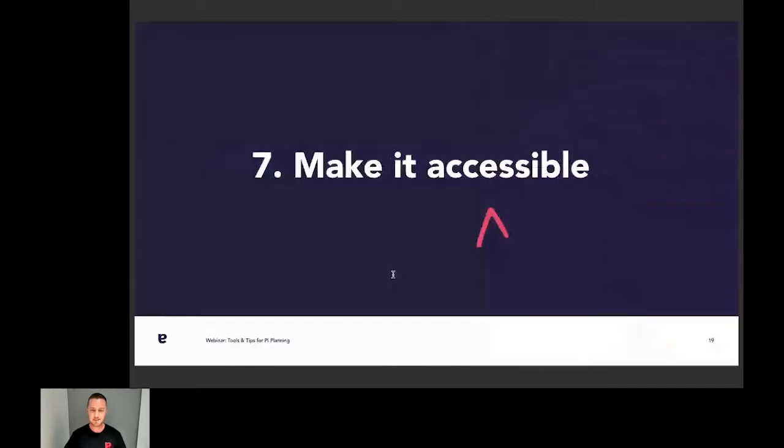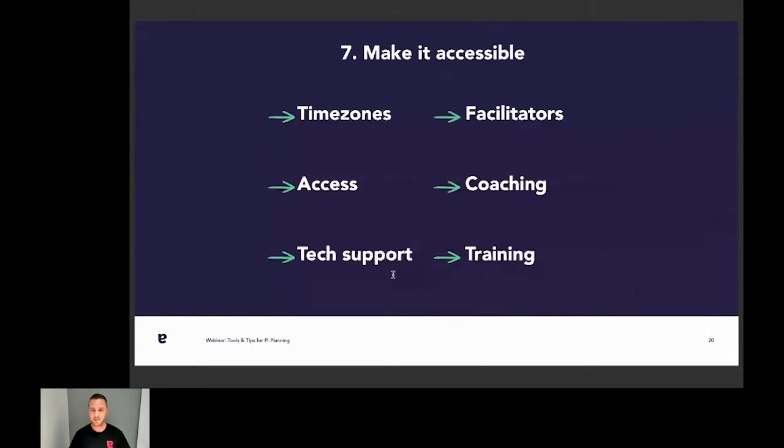Okay, lucky last, tip number 7 for easier remote PI planning is make it accessible. There are so many factors that are gonna block people from really getting value out of PI planning this time around. We've got conflicting time zones. We're gonna have trouble with setting up people on new tools and getting them access to the resources they need.